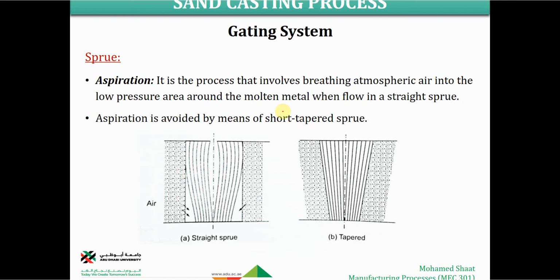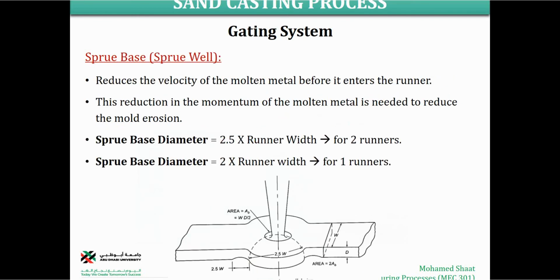So again, aspiration is the process that involves breathing atmospheric air into the low pressure area around the molten metal when flowing in the straight sprue. This problem shows up in case we are using a straight sprue. That's why it is advised to use a tapered one. Aspiration is avoided by means of a short and tapered down sprue. These are two essential requirements. The long and tapered one would result in some aspiration, but the aspiration will be completely eliminated as long as we are using short and tapered down sprues, right?